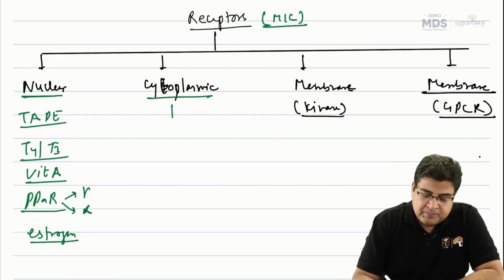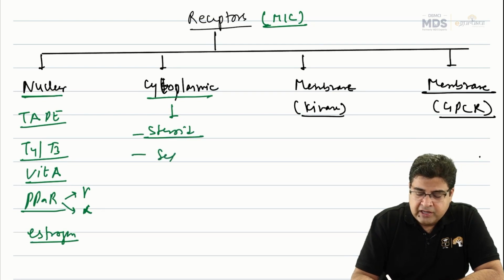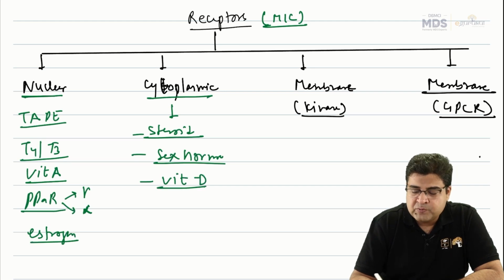Now, cytoplasmic receptors are associated with steroidal drugs. So any drug which is a steroid, any of your sex hormone drugs, or vitamin D, they have the cytoplasmic receptor.